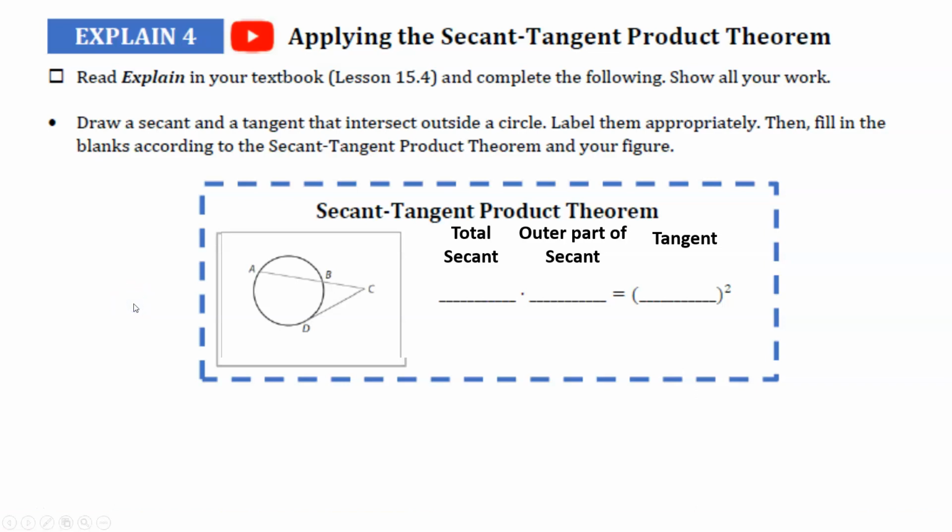So we talked about secants, secants, tangents, tangents. And now we're going to be talking about a secant and a tangent. So here we have a secant, goes through the circle, and a tangent that touches the circle. So here's the pattern that we're going to use.